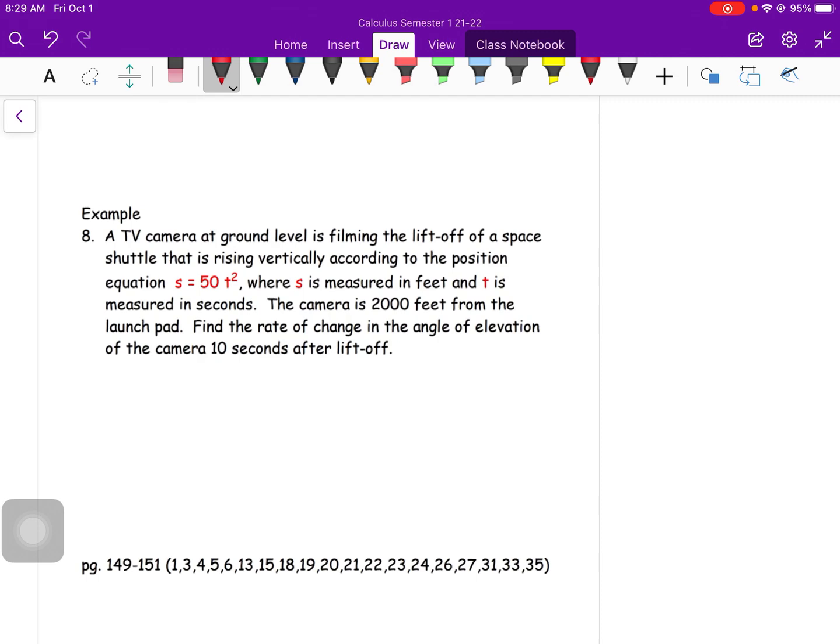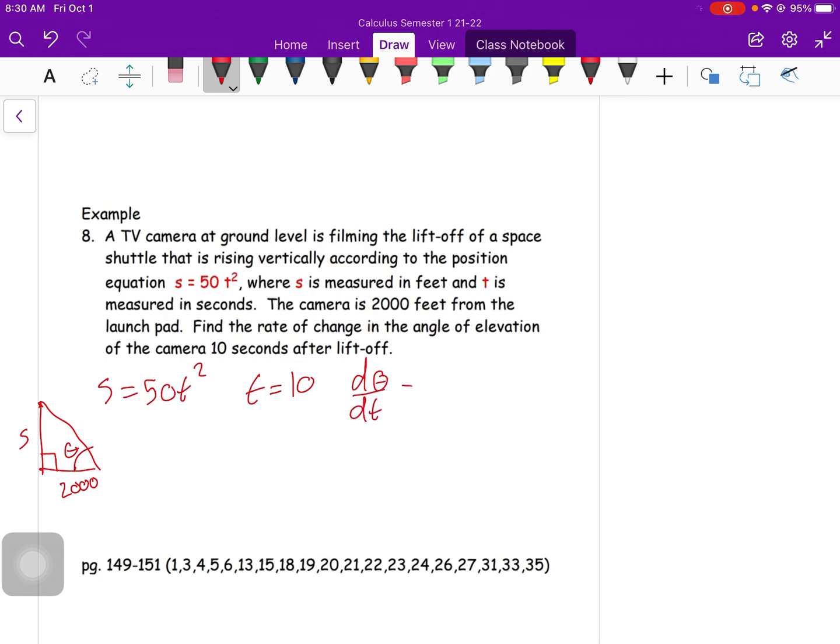So a TV camera is at ground level filming the liftoff of a space shuttle, and the position function is given to us as s equals 50t squared. That's how the space shuttle is rising. We are having a triangle where S is right there, and we are going to be 2,000 feet away. And we want to figure out the rate of change of the angle of elevation. So I'm going to have theta right there. I'm going to have 10 seconds after liftoff, and I'm looking for the derivative of theta with respect to time.